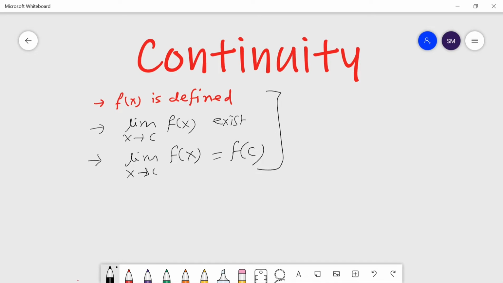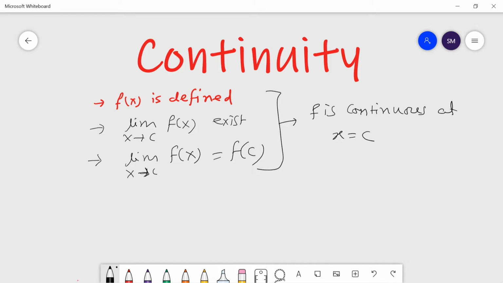So if the three conditions are satisfied, then f is continuous at x equal to c. If one of them fails, then it's not continuous. The function is not continuous at c, and then it's not continuous in the whole domain. So we'll discuss various examples.